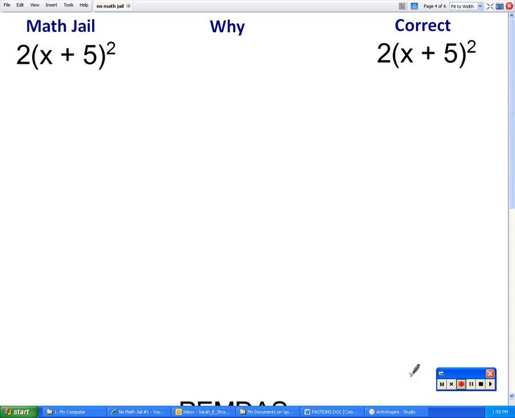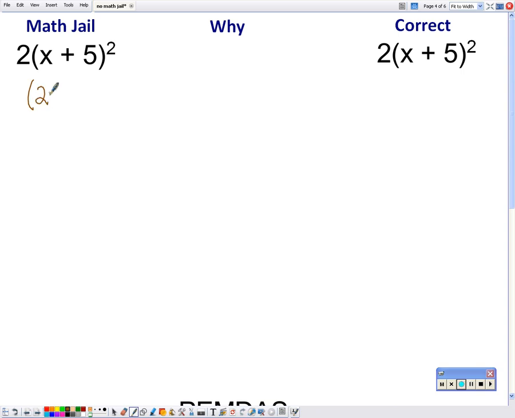Okay, this is the second video in the No Math Jail series, helping you not to go to math jail. So here we have 2 times the quantity x plus 5 squared. People who are going to math jail have been doing this, distributing the 2 inside the quantity, even though there is clearly an exponent out here. And then all kinds of bad things happen.